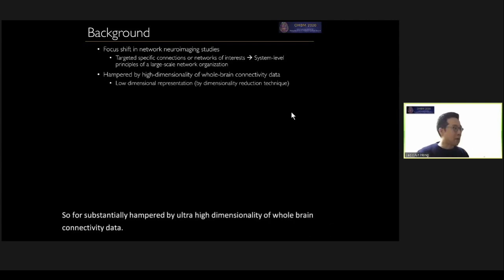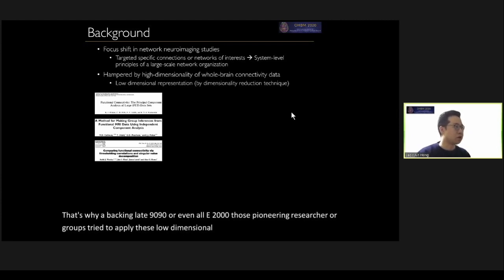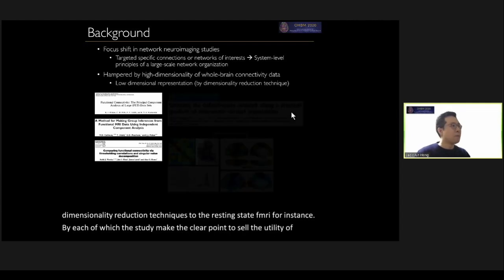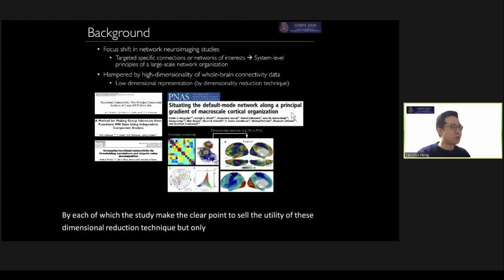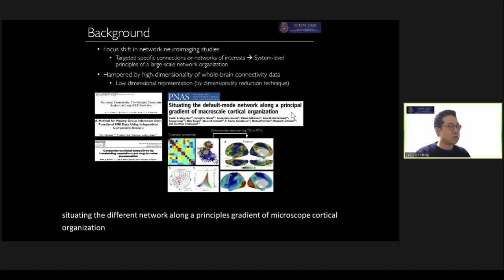That's why, back in the late 1990s or even early 2000s, pioneering researchers tried to apply low-dimensional representation by performing dimensionality reduction techniques to resting state fMRI, for instance. Each of these studies made the clear point to sell the utility of this dimensionality reduction technique, but only recently, after the paper situating the default mode network along a principal gradient of macroscale cortical organization came out, has the advantage of this technique for resting state fMRI been more exposed to the public.